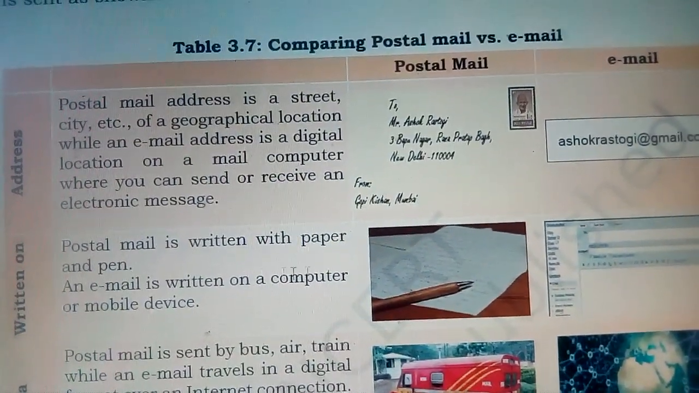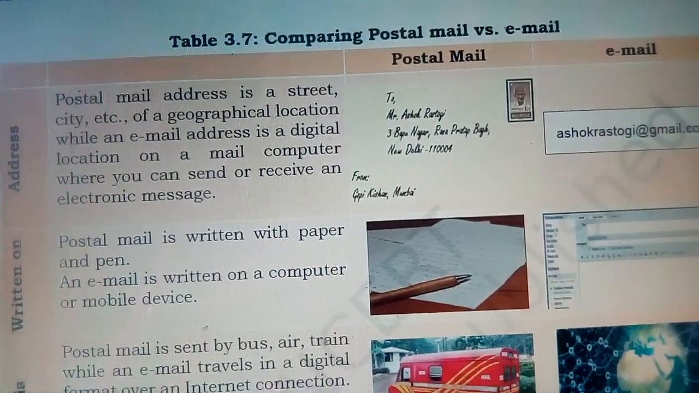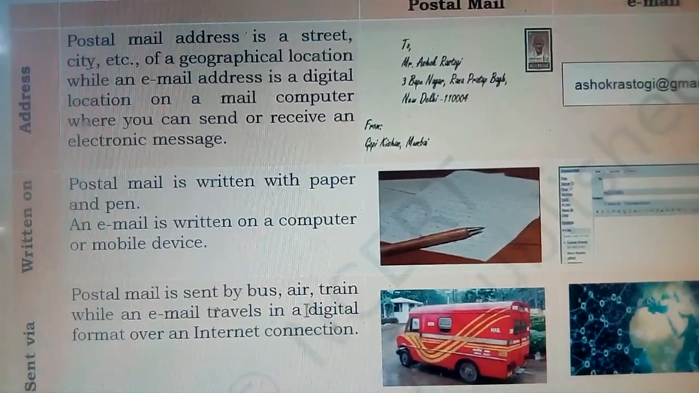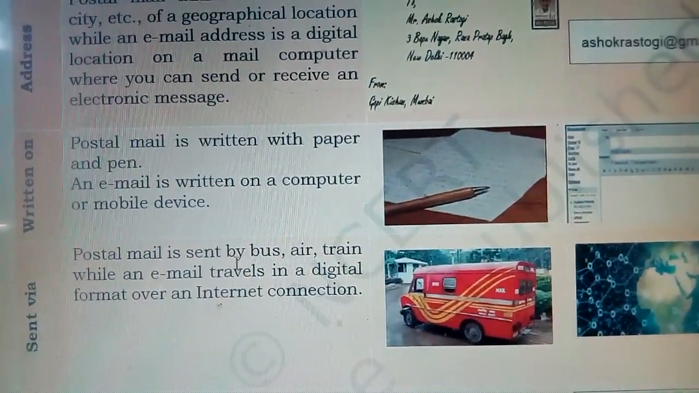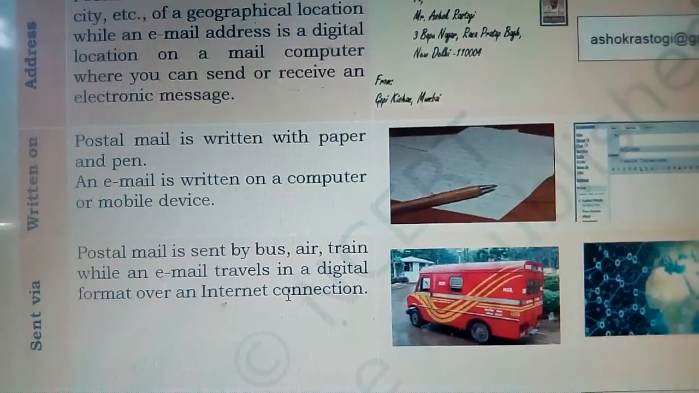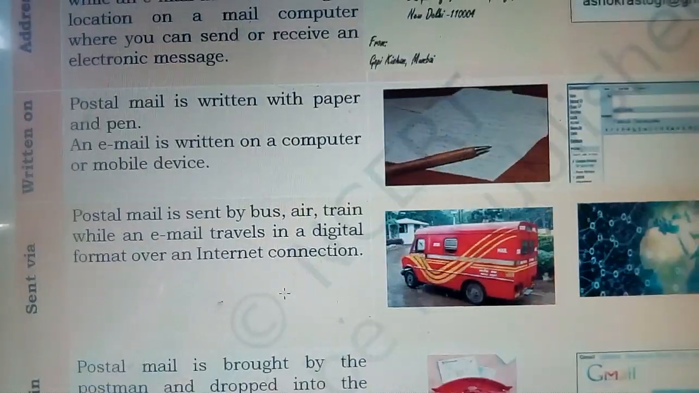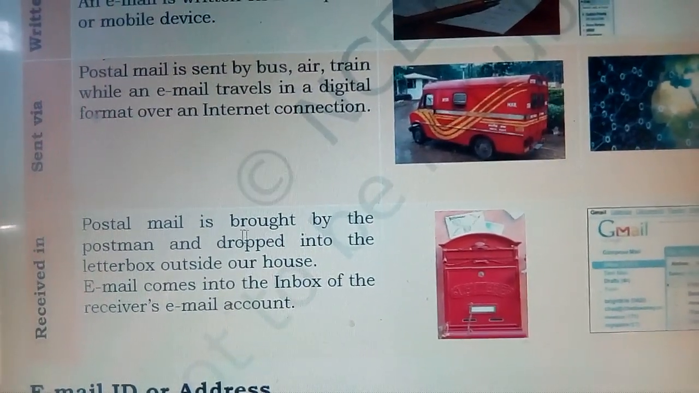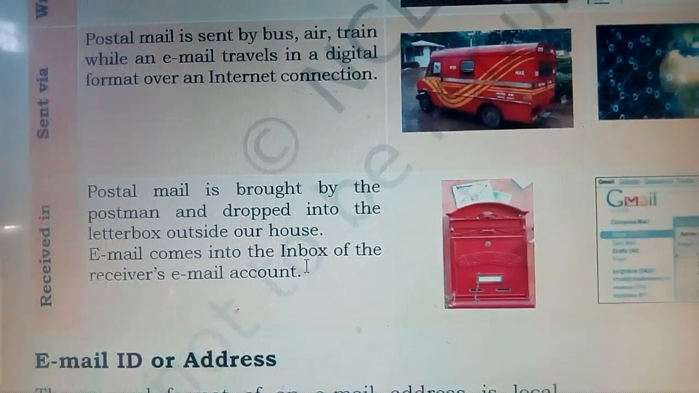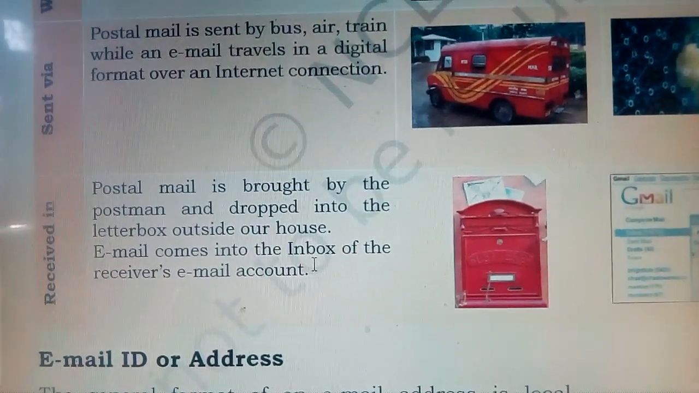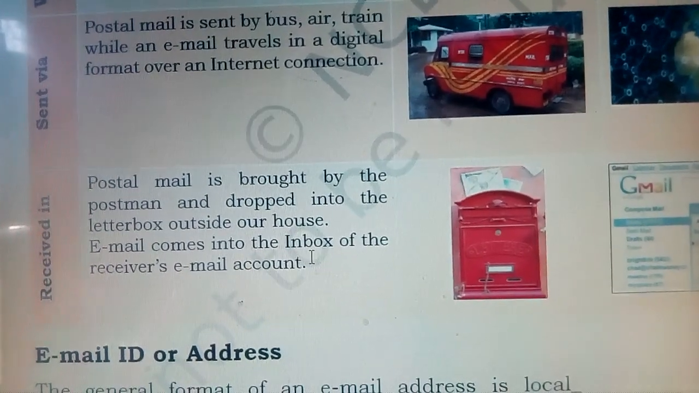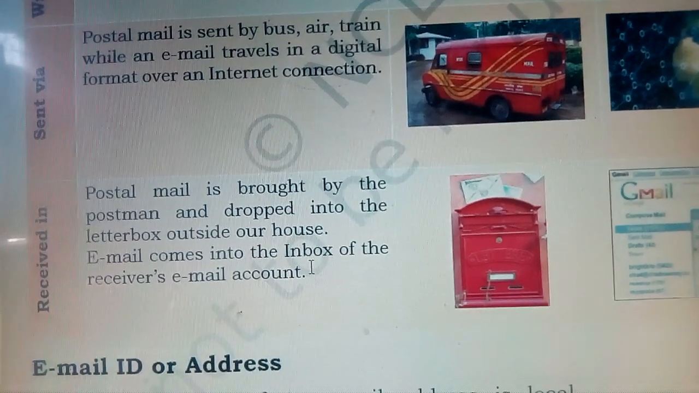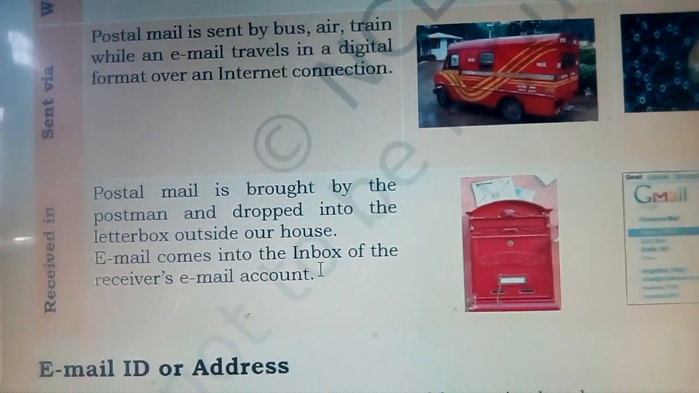Postal mail is written with paper and pen, whereas email is written on a computer or mobile device. Postal mail is sent by bus, air, train, while an email travels in a digital format over an internet connection, and time is also very less here. Postal mail is brought by the postman and dropped into the letter box outside our house, and these postcards are now more or less obsolete. Email comes into the inbox of the receiver's email account. There you have to give an email address.